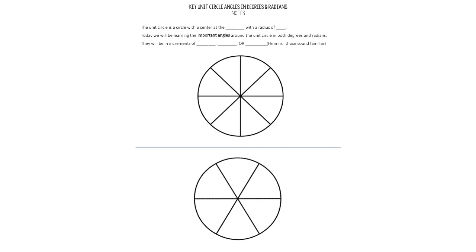All right, folks, today we're going to be talking about the unit circle for the first time. So we're going to be talking about key unit circle angles in degrees and radians, and later on we're also going to be talking about reference angles.